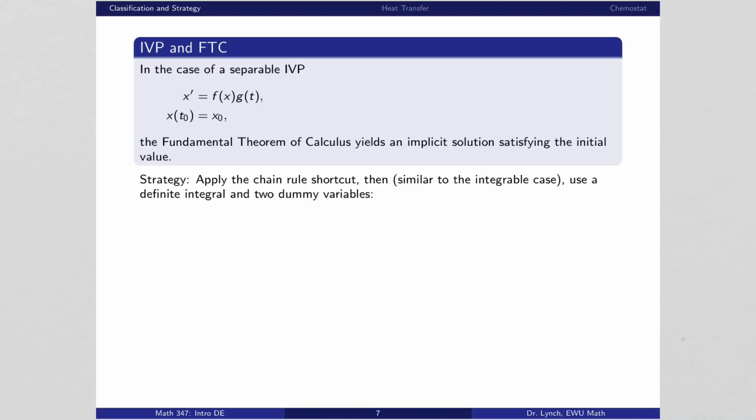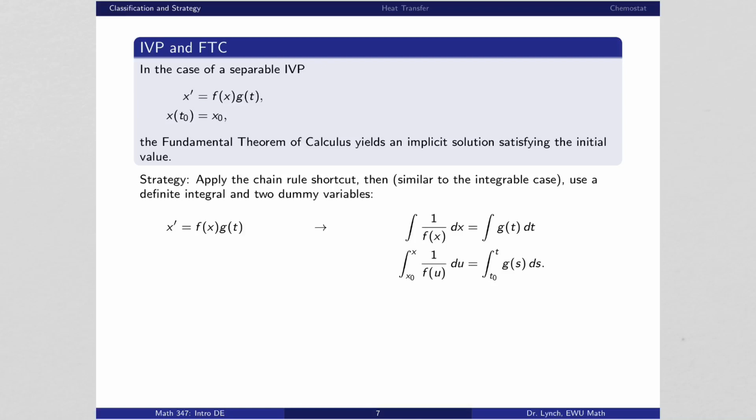Okay, just as we can solve integrable differential equations with definite integrals in the fundamental theorem of calculus, we can solve separable differential equations with definite integrals in the fundamental theorem of calculus. And the strategy is sort of the same as we saw before, riffing off of the idea of formally separating variables, integrating both sides with respect to t, and then using dummy variables. We'll end up having a dummy variable for x as well as a dummy variable for t.